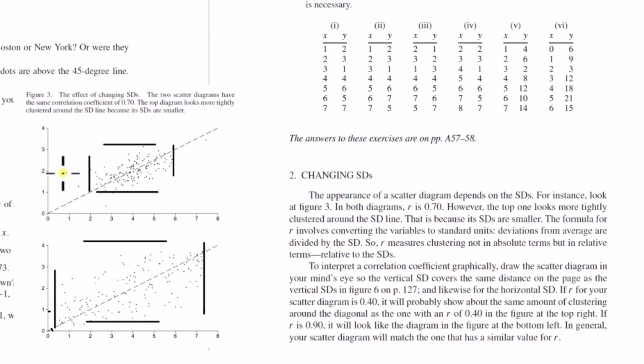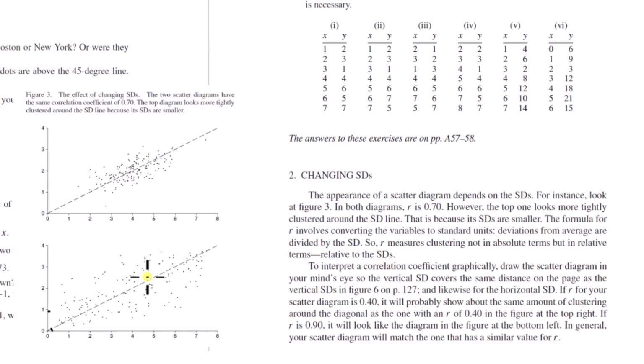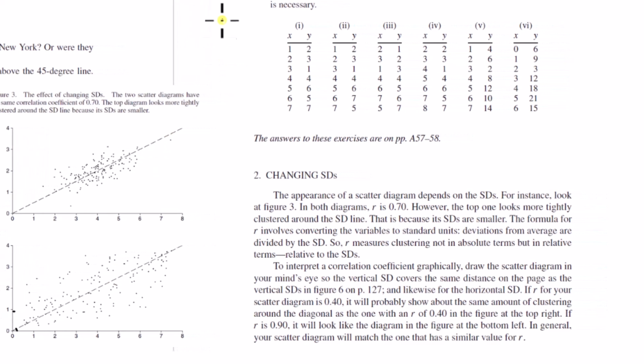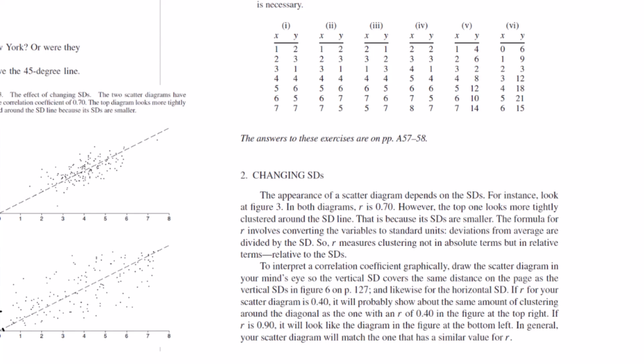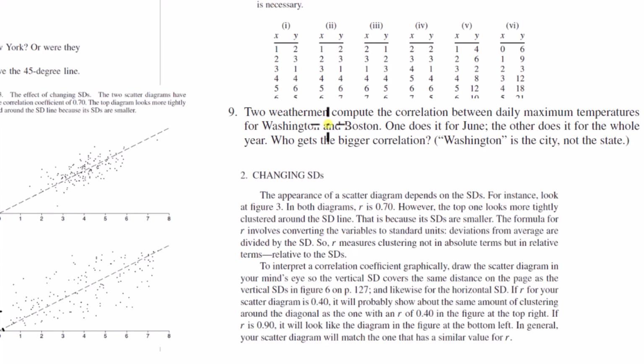Now, if the overall ranges were the same, then no, this wouldn't make any sense. Based on the definition of the correlation coefficient, it wouldn't make any sense to have more spread out points around the same line and have the same correlation coefficient. Now, but what you can also see here is that this sheds some light on this question that we answered in the exercises from the previous section. This question about two weathermen computing the correlation between daily maximum temperatures for Washington and Boston.